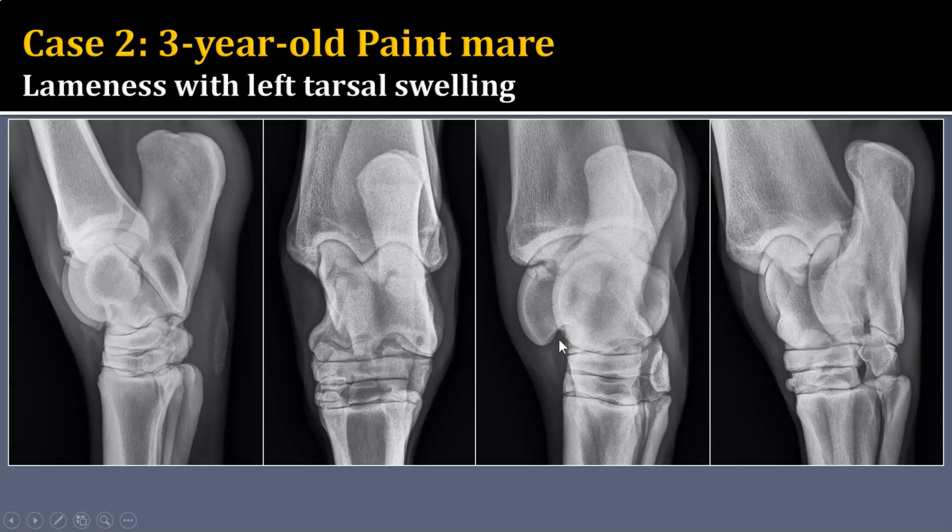But on the DMPL view, I can see that there is this separate mineralized structure here at the level of the distal tibia is where I think it's coming from, and we'll talk about that in a second. I also noticed that there are probably 2 or 3 separate fragments, osteochondral fragments, instead of just one that it looked like on the lateral view.